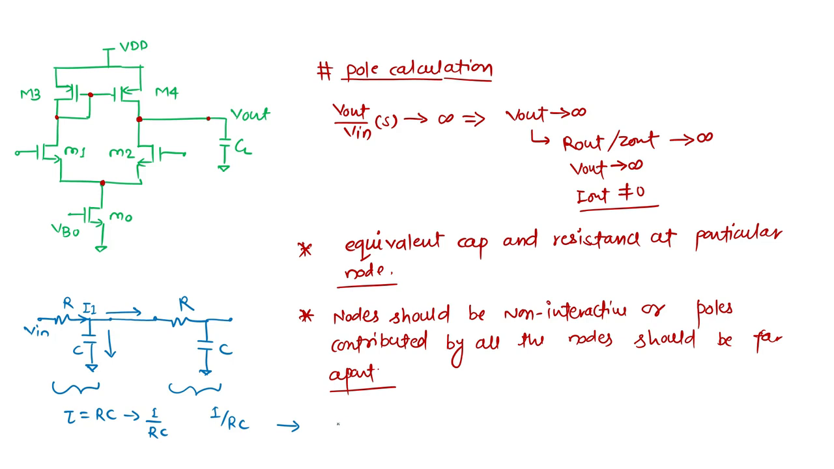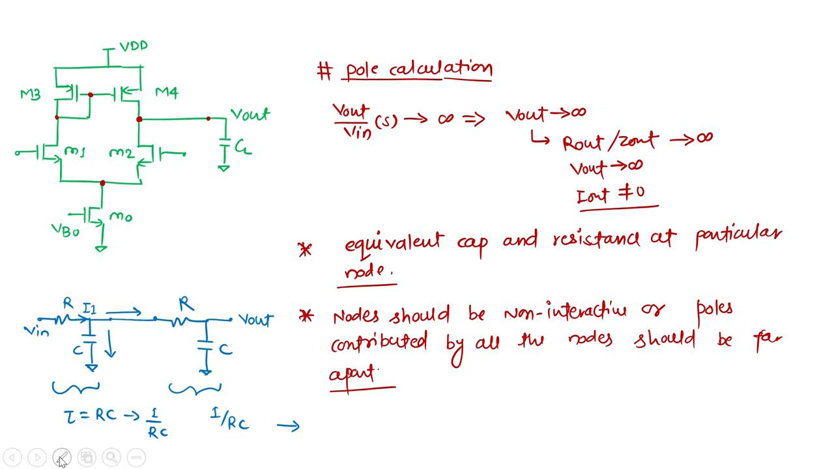Rather there will be a second order equation, and we can only see these two poles individually as 1 upon RC when these are far apart. Otherwise, there will be some second order equation and we have to solve that equation to get the individual poles. So directly we cannot say that RC is a time constant for one section and for the second section, because there is an interaction now. If there is no interaction, then we can have the two individual poles.